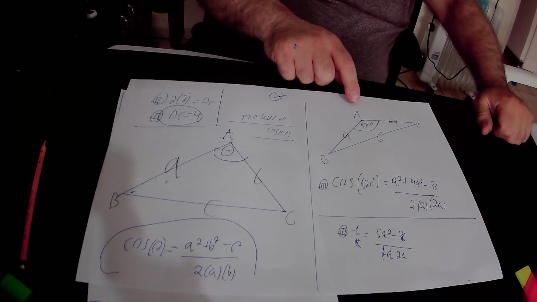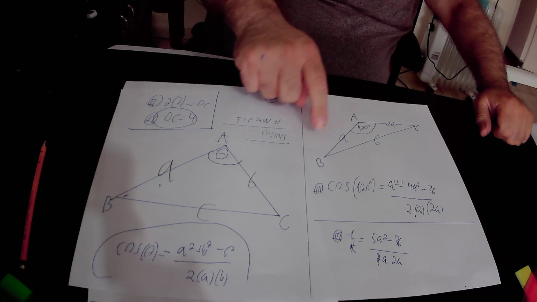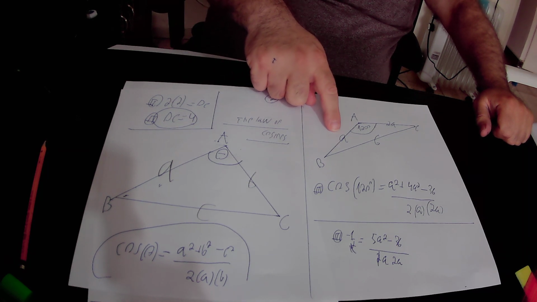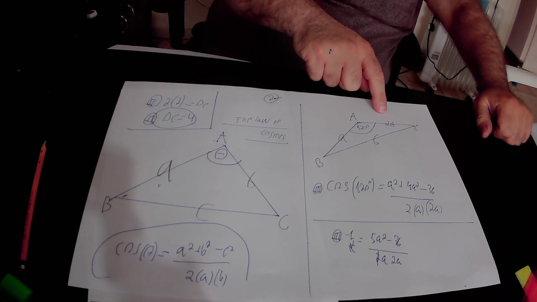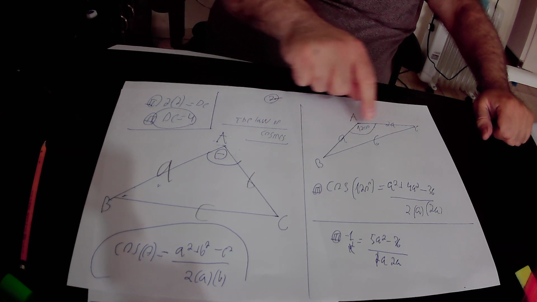So in this triangle ABC, according to the law of cosines, we will get that cosine 120 degrees will be equal to AB squared, that is A squared, plus AC squared, that is 2A squared, and 2A squared is 4A squared, minus C squared.